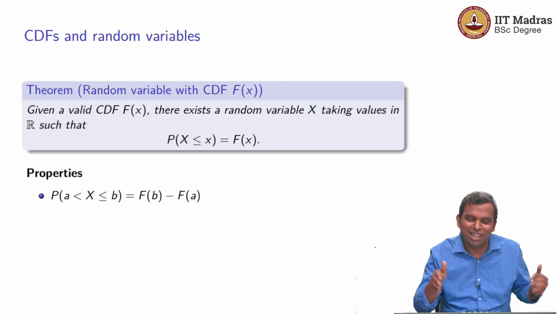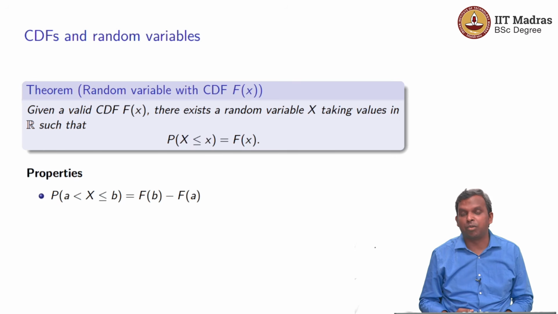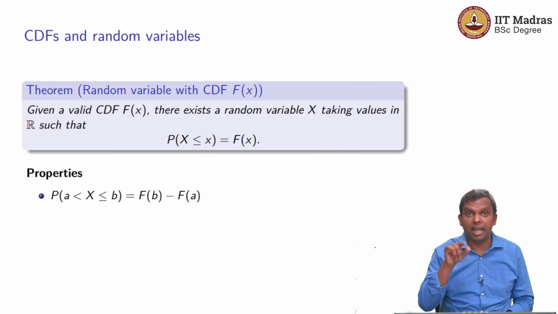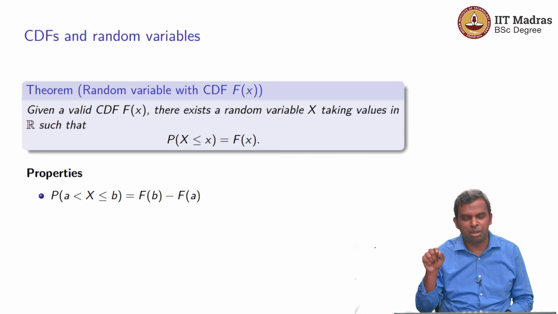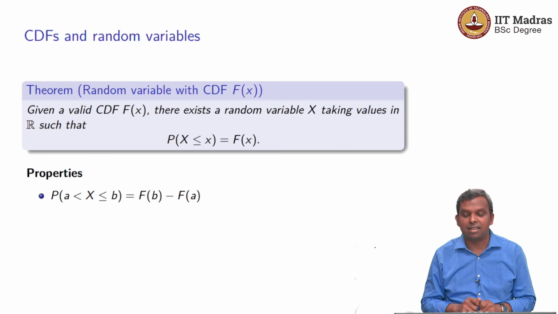Well, the main relationship is given in the theorem itself. One of the quick properties you can derive using this relationship is that the probability that X falls between a and b, right? Note that you have a is less than X, and X is less than or equal to b. That is important. And that is F of b minus F of a.